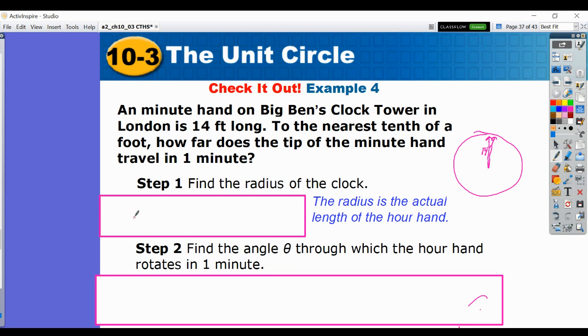All right, first of all, what is the radius of this clock? Well, it told me because the minute hand is 14 feet. That's what I'm using. I want to know how far the minute hand, the tip of it, moved. So 14 feet is the answer for radius.